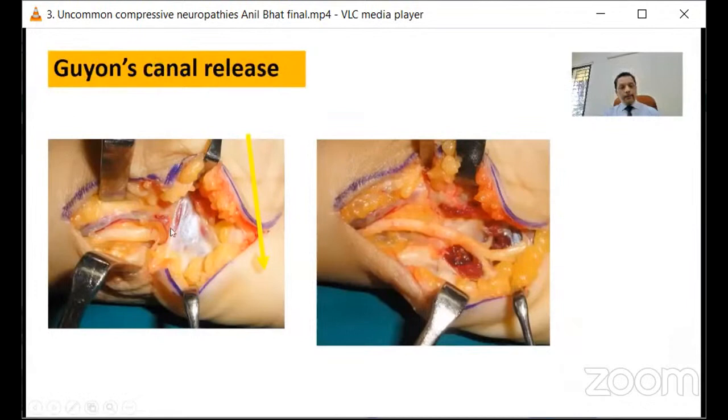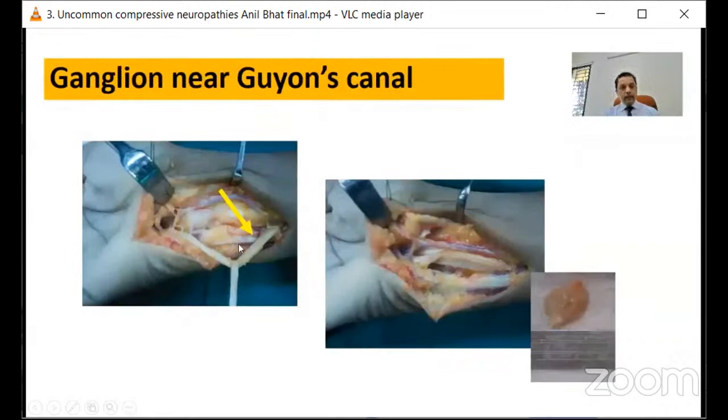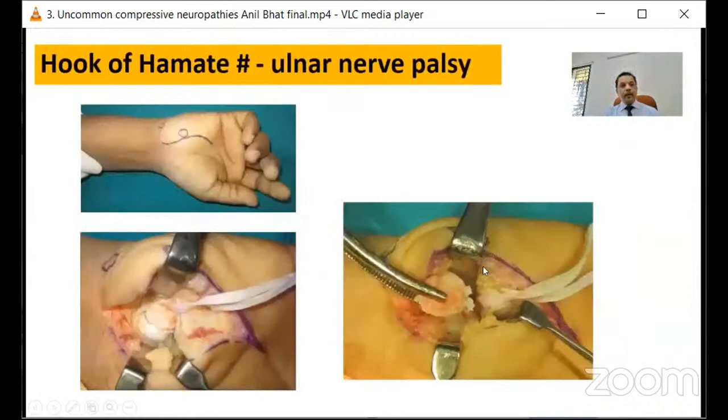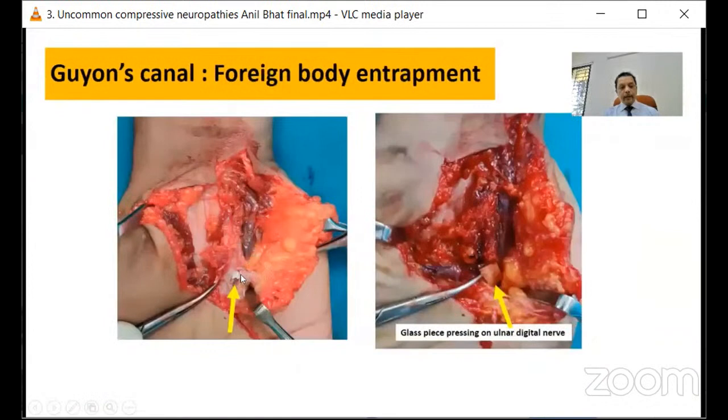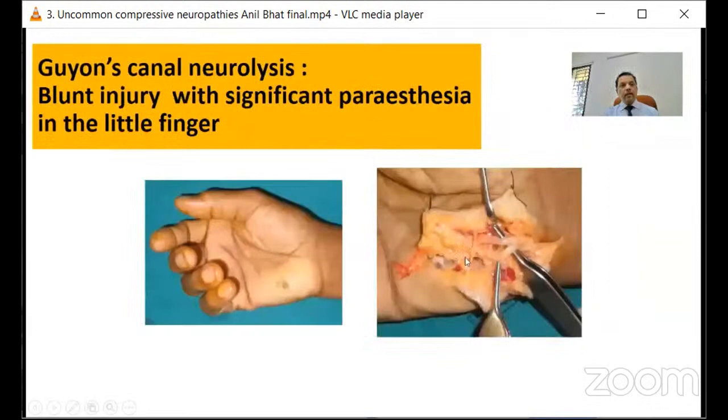We had a case of a ganglion sitting over the tunnel here, and the ganglion was removed. This is a hook of hamate fracture non-union with ulnar palsy. The nerve is closely related to this, and the hook was resected here. This was a foreign body entrapment, again causing damage to the nerve. This is a glass piece pressing on that nerve. This was a blunt trauma injury in this area, and the patient came with significant paresthesia, and that is the neurolysis of this nerve.